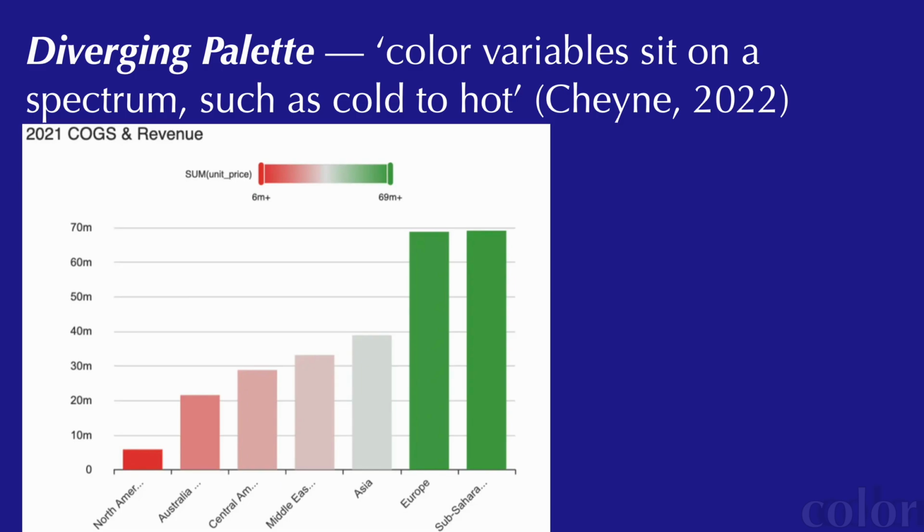Finally, diverging palette. Here the color variables sit on a spectrum such as cold to hot. Say for this one, the far left here is a dark red, while the far right is a dark green. So say this is profit, for example, the ones on the far right would be green, more profitable. The ones on the left that are in red are less profitable or in fact causing a loss.